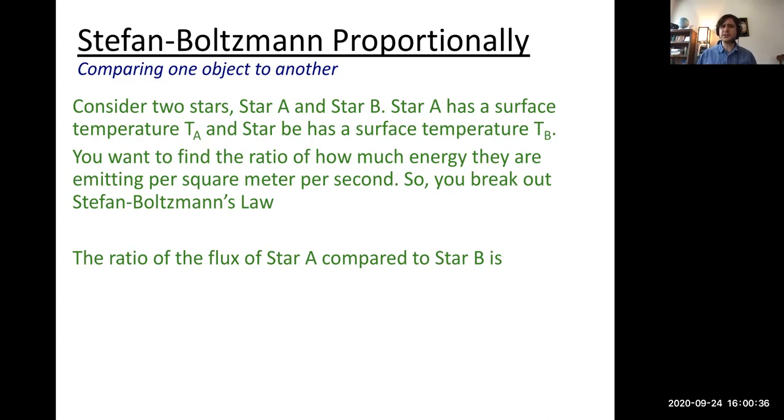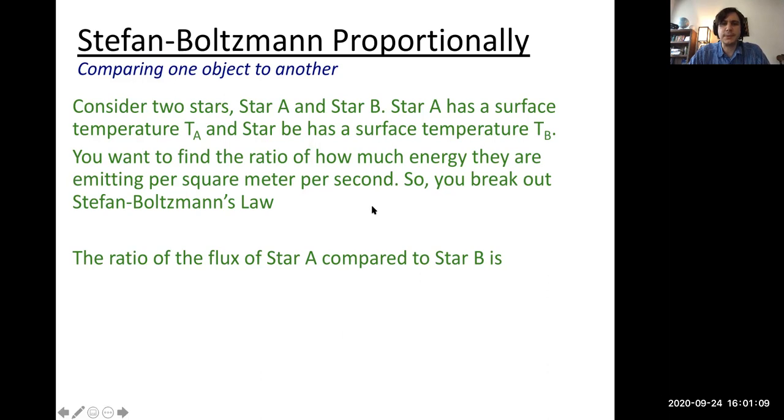So let's consider two stars, star A and star B. They each have their own surface temperatures. Star A has temperature A, and star B has temperature B. And you want to figure out the ratio of how much energy they're emitting per square meter per second compared to one another. If they're the same size, then this is going to be the total amount of energy that they're emitting compared to one another. So I'm giving you the temperature, I'm asking about the energy. Your brain should be screaming Stefan-Boltzmann's law.